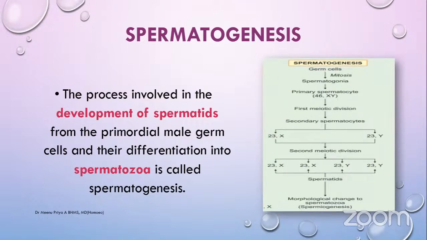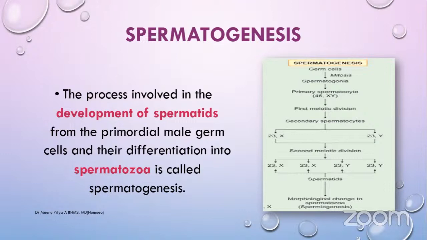Here also germ cells will undergo mitosis and spermatogonia is produced, and then it undergoes the first meiotic division, after which secondary spermatocytes are produced, and this is divided into 23X and 23Y. This undergoes the second meiotic division, and again these are divided into 23X, X, Y, Y, according to whichever comes up for the fertilization, whether Y or X. That is why for sex determination, the sperm becomes important and not the ovum. Spermatids will go through morphological change to spermatozoa. So formation of spermatozoa is the main step of spermatogenesis.